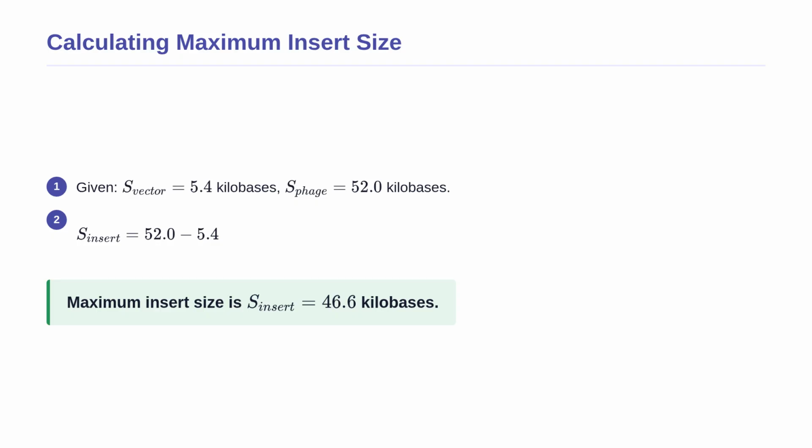We use the capacity formula to subtract the vector size from the total viral headspace. Substituting our values, we subtract 5.4 from 52.0. This simple subtraction reveals our strict upper boundary. The final answer is 46.6 kilobases. Physically, this means if you try to insert a gene complex larger than this, the DNA will not fit into the viral head, and your experiment will yield 0 colonies.